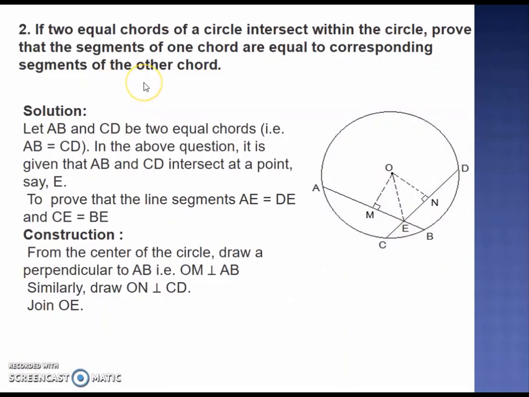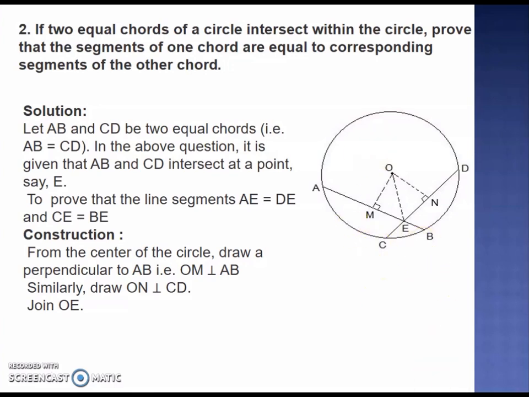So second one is, if two equal chords of a circle intersect within the circle, prove that the segments of one chord are equal to the corresponding segments of the other chord. So here we are taking O as the center of the circle, and AB and CD are two equal chords which are intersecting within the circle.